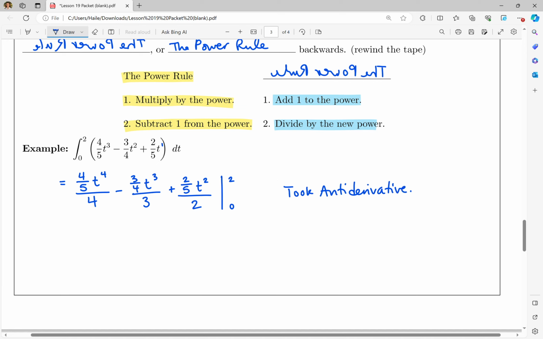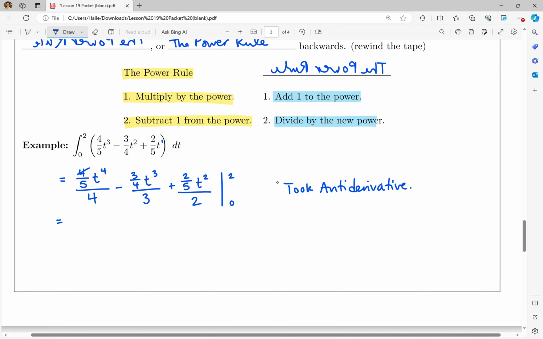Okay, next we're going to simplify a little bit and plug in our bounds. So here, these numerators are each going to cancel with these denominators. And so when I plug in my bounds, I'm going to get 1/5 2 to the 4th minus 1/4 times 2 cubed plus 1/5 times 2 squared. Okay, so that's 2 plugged in.